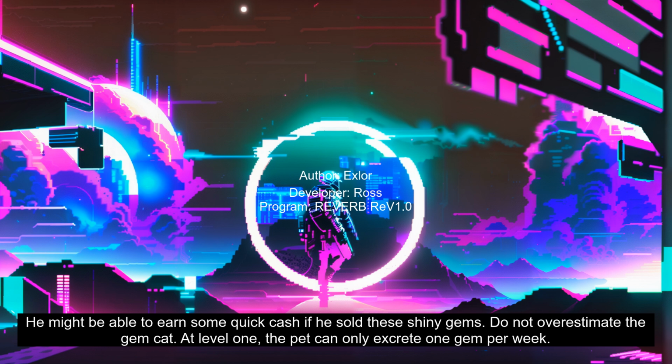Do not overestimate the gem cat. At level 1, the pet can only excrete 1 gem per week.